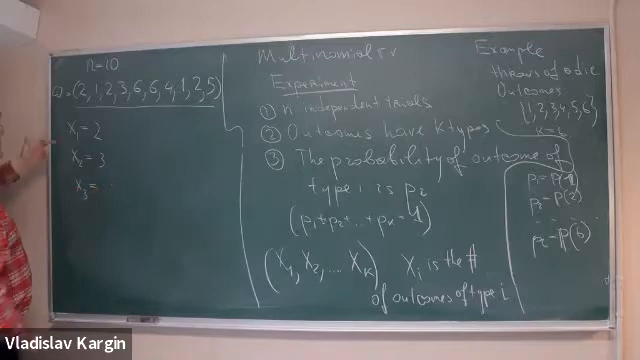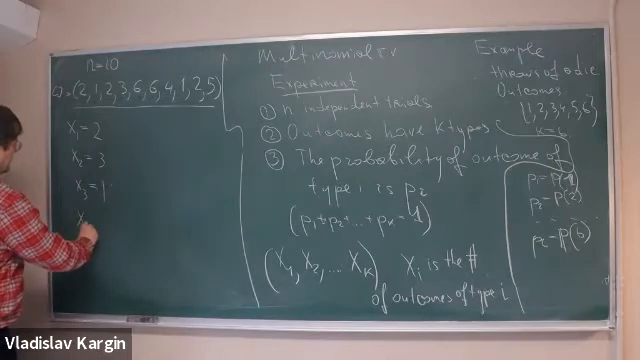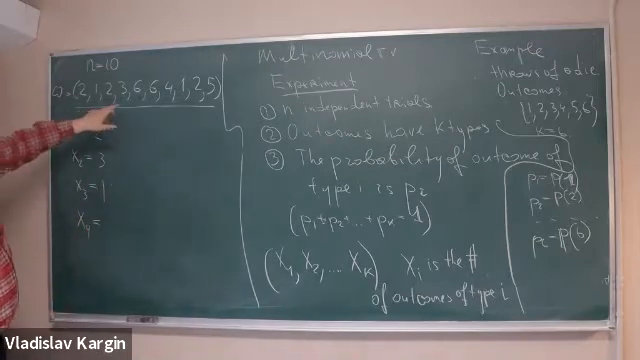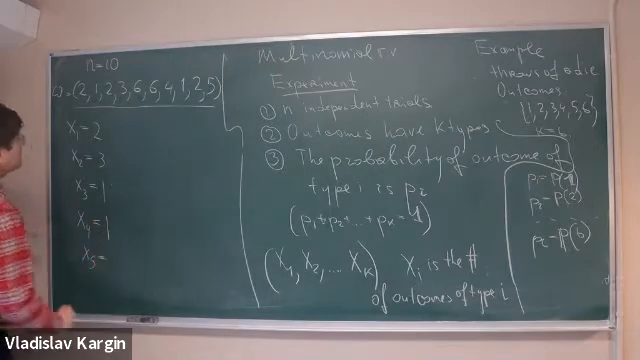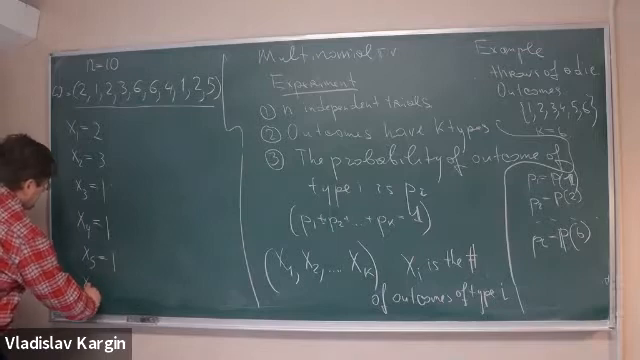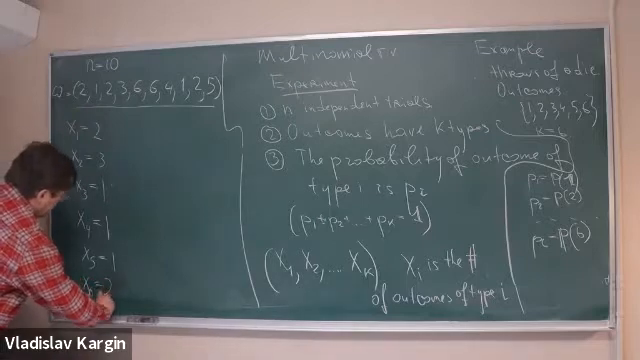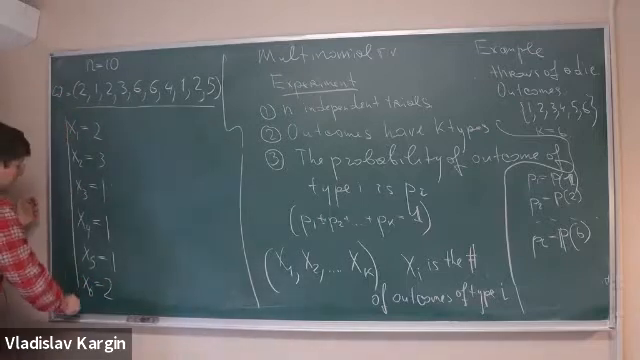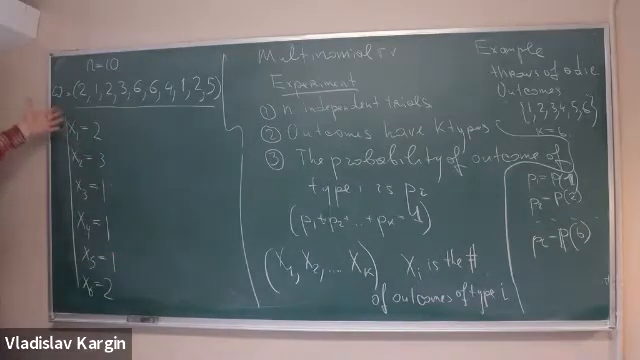X3 is equal to 1, x4 is equal to, again, 1, x5 is equal to 1, and x6 is equal to 2. So this is a value of our vector. Our random vector here is a 6-dimensional vector, and this is the value of this random vector in this particular experiment.